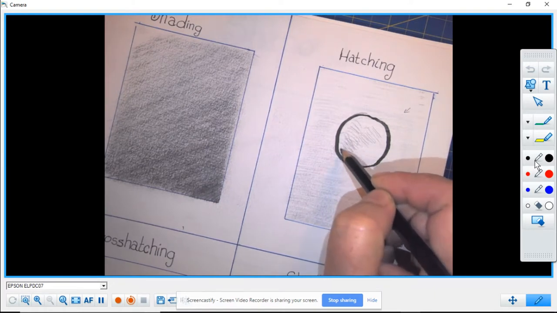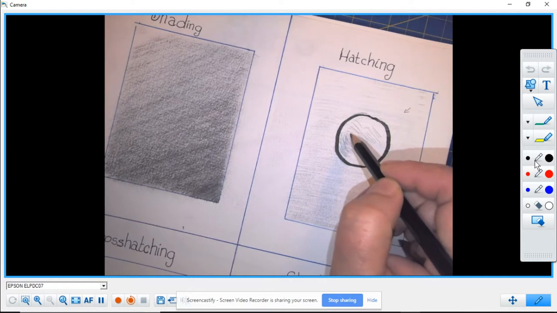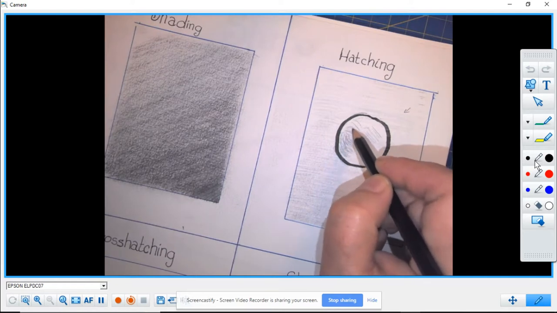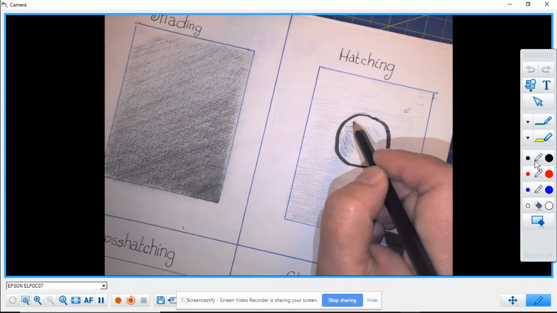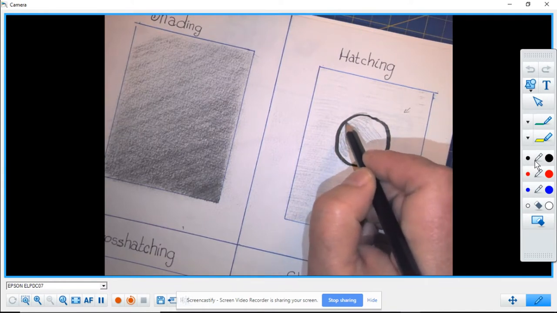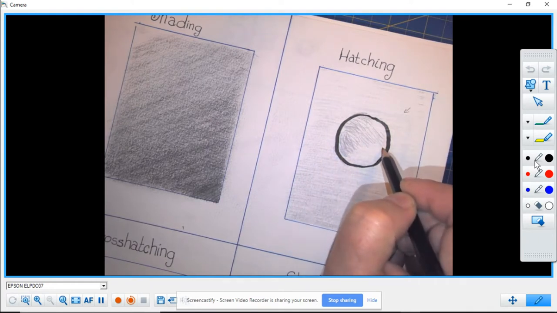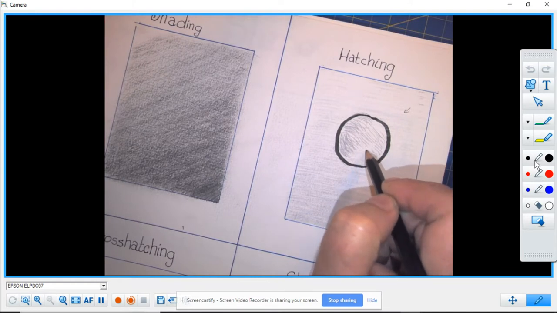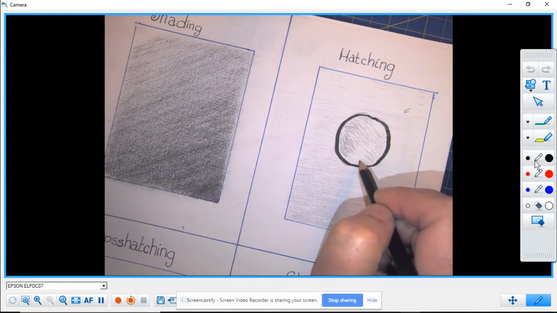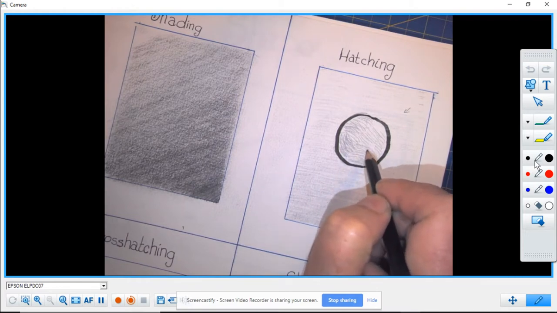And as I get further and further away from the light source, my lines get closer and closer together, and you have to be careful because, of course, the ball turns. Okay, so you have to make sure that your lines represent the shape of the ball. It just makes it look a little bit more lifelike.